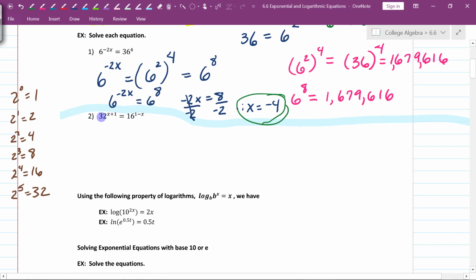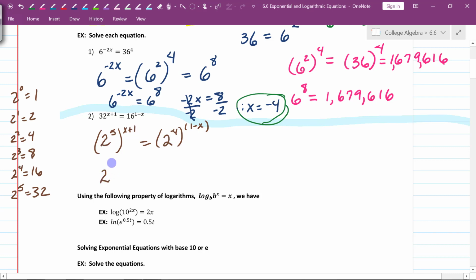So 32 is the same thing as 2 to the 5th. So I'm going to put 2 to the 5th, and I'm going to raise that to the x plus 1, which is equal to 2 to the 4th raised to the 1 minus x. An exponent raised to an exponent, they are multiplied by each other. I have the same base, so this could be rewritten like this.